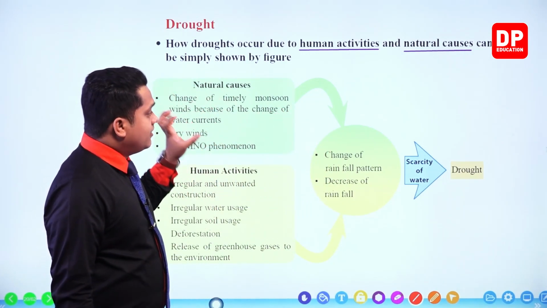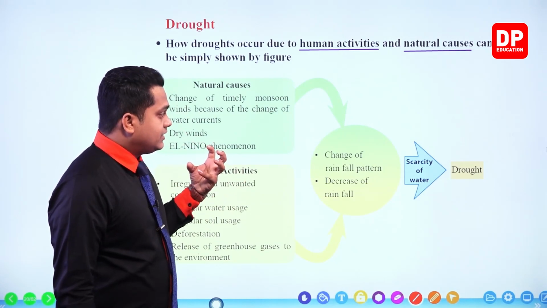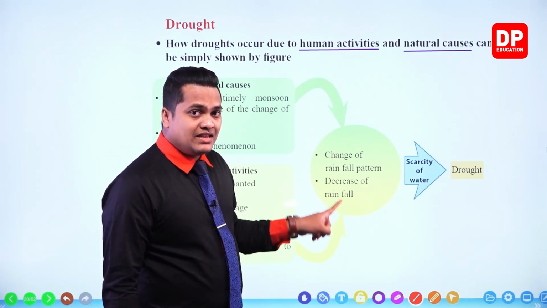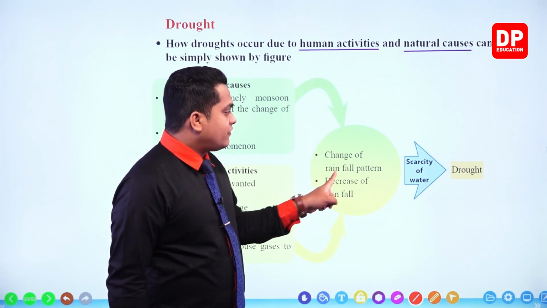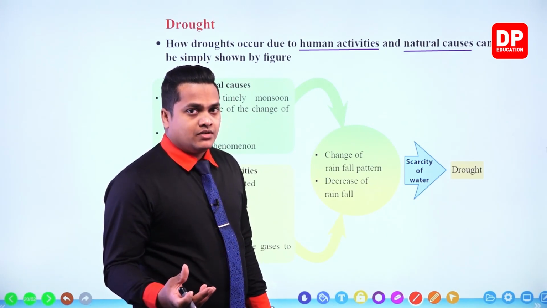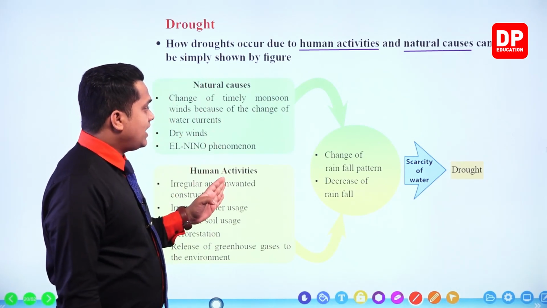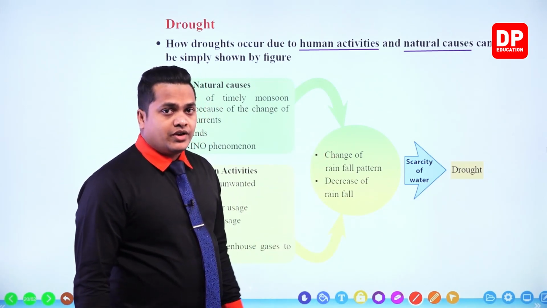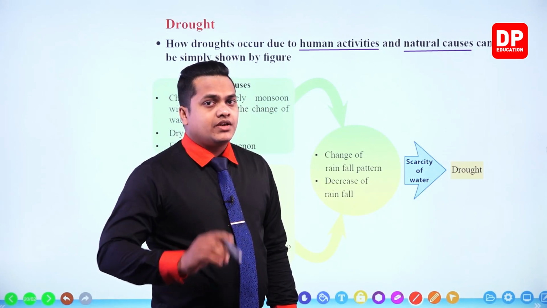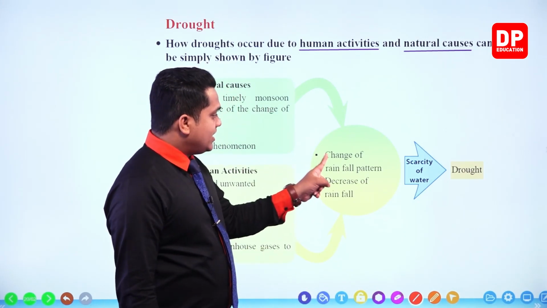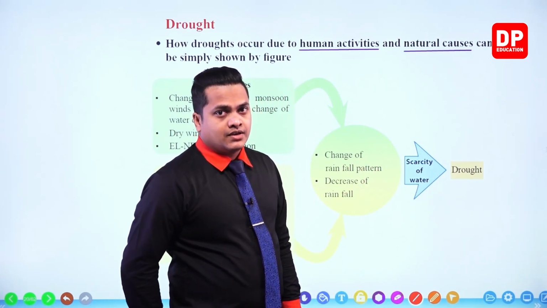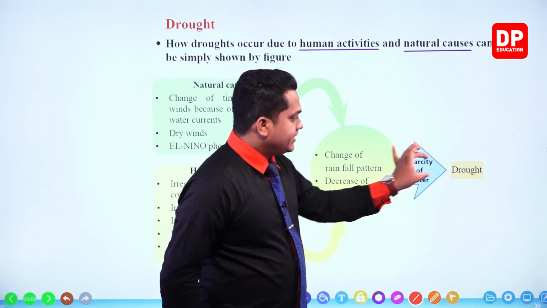Because of these reasons, or because of doing these kinds of activities by humans, mainly these two causes are going to occur. What are these? Change of rainfall pattern. The rainfall pattern is going to change because of these human activities as well as these natural activities. Then the decrease of rainfall is also going to occur. So due to the change of rainfall and the decrease of rainfall, you know that scarcity of water will occur. Lack of water will occur, resulting in a drought.